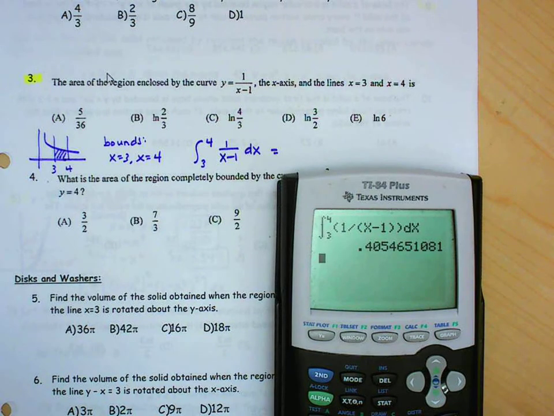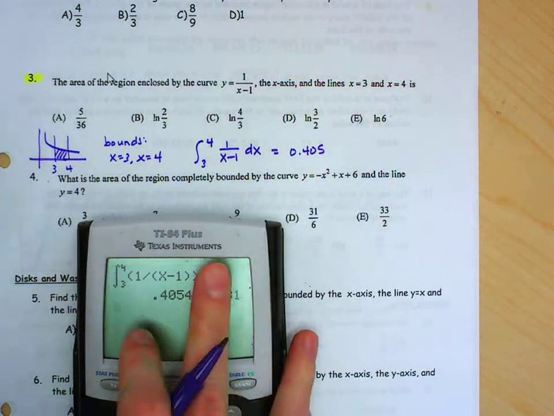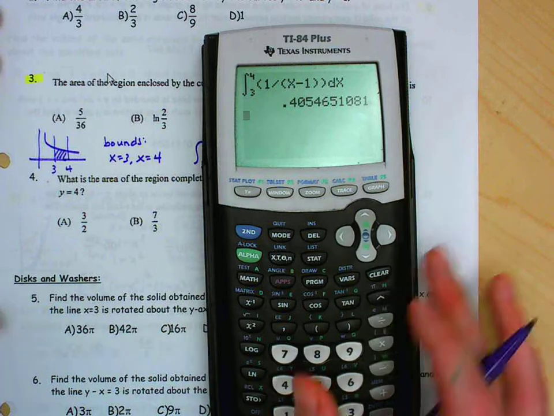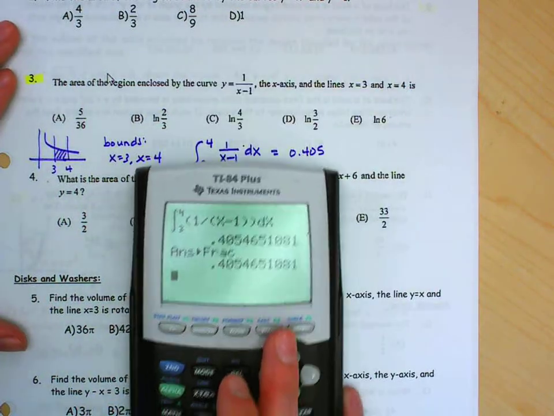And that gave me 0.405. Okay, well, here's the thing about this. Even if that's my answer, none of these look like that. So the first thing I might try to do is just do a math frac and see if that gives me any of my answers. And it doesn't look like it did.